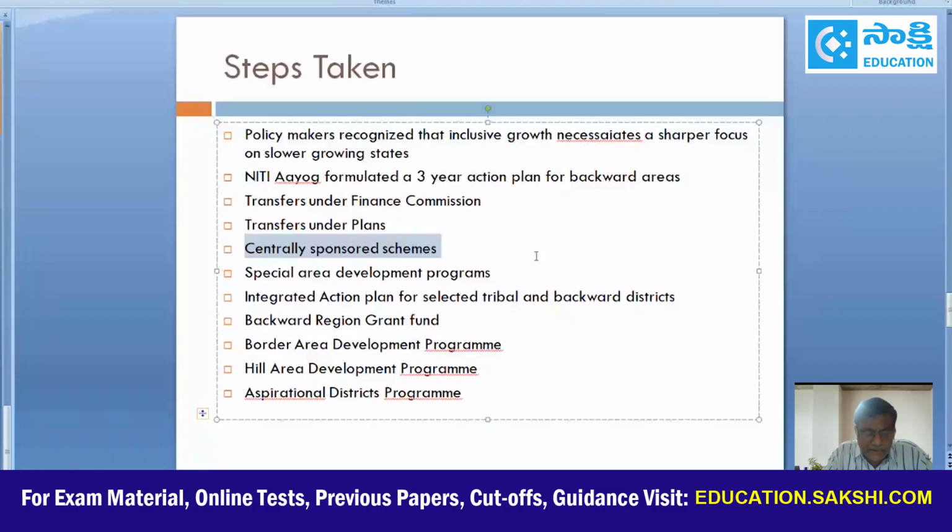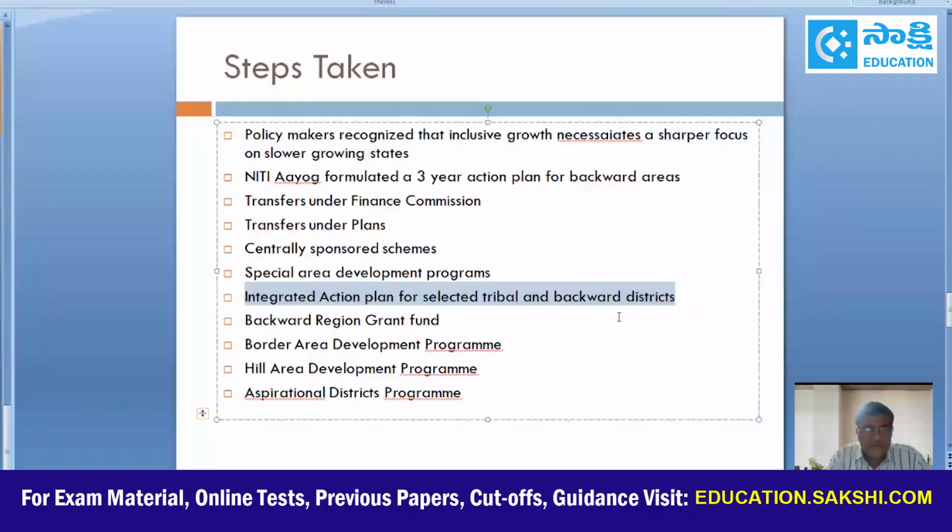The government of India approved the Integrated Action Plan in 2010. Thereby, 60 districts have been benefited, selected tribal and backward districts. So the government of India approved the Integrated Action Plan in 2010 for 60 selected tribal and backward districts. And the same scheme was extended during the 12th five-year plan also. The duration of the 12th five-year plan is 2012 to 2017.